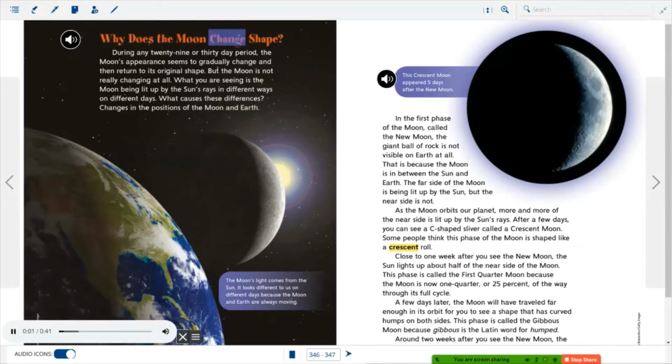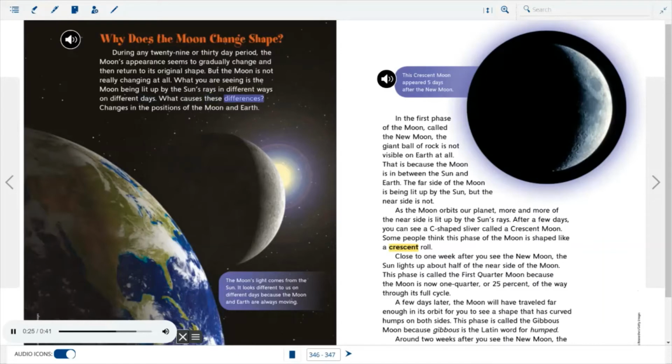Why does the moon change shape? During any 29 or 30-day period, the moon's appearance seems to gradually change and then return to its original shape. But the moon is not really changing at all. What you are seeing is the moon being lit up by the sun's rays in different ways on different days.